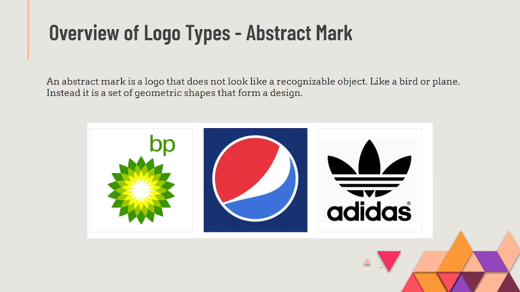An abstract mark is a logo that does not look like a recognizable object like a bird or a plane. Instead, it is a set of geometric shapes that form a design. So here we have BP, Pepsi, and Adidas. None of their logos are recognizable. They don't tell you anything about that brand. The Pepsi logo really doesn't give you any idea it's for a soda brand. It doesn't give you an idea of what kind of brand it is at all.